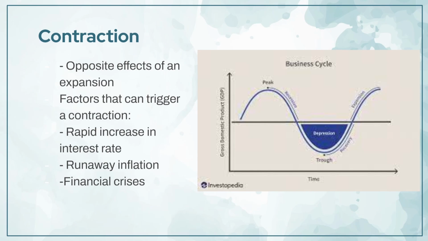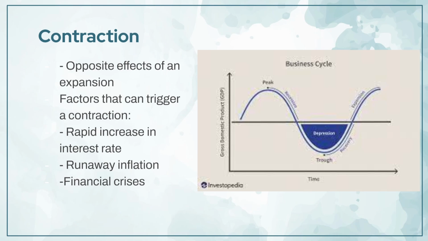Now, onto the contraction phase. This is where GDP is going down. This phase is also called the recession, which is specifically defined when GDP declines for 2 consecutive quarters. And if it really gets bad, we enter into a depression.